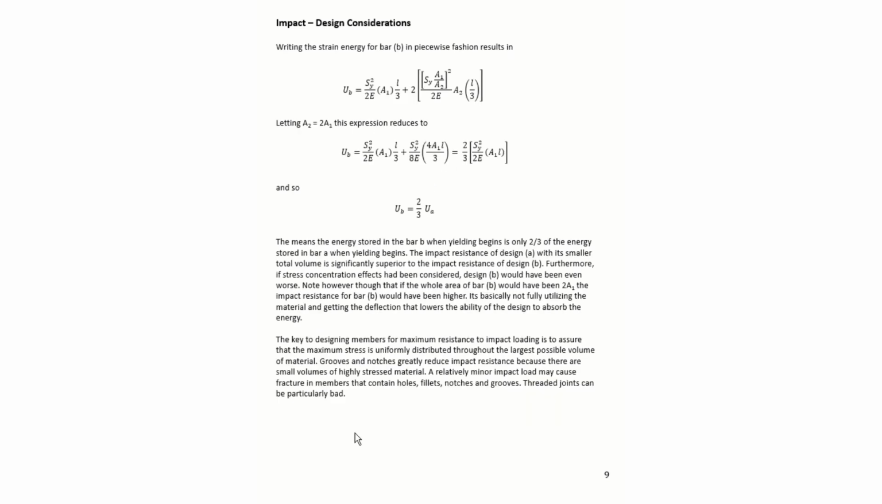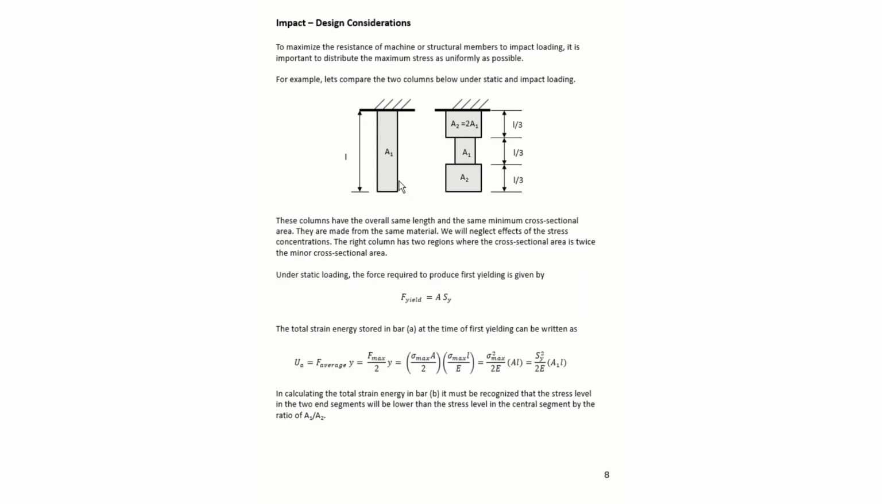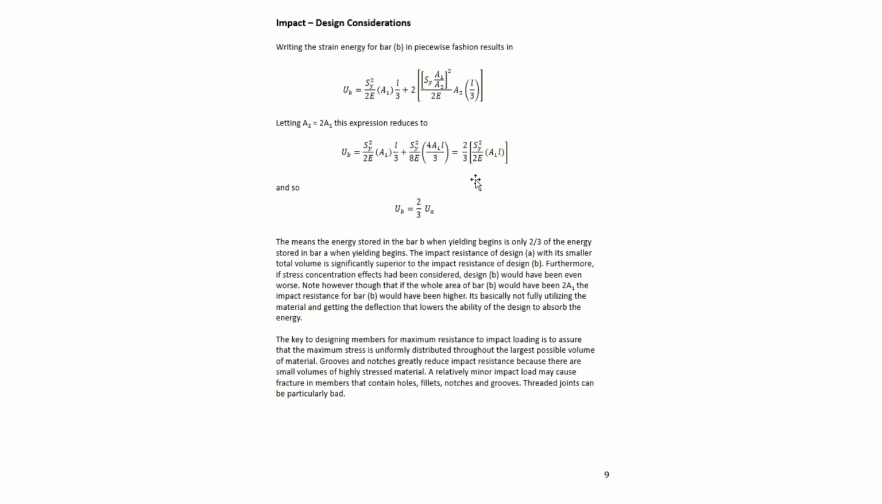So the key to designing members for maximum resistance to impact loading is to make sure that the maximum stress is uniformly distributed throughout the largest possible volume of the material. Making this bar bigger over here would help increase the impact resistance, but doing it like this actually reduces it. The goal is to distribute the maximum stress over a larger area.